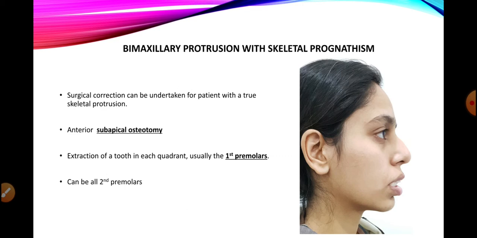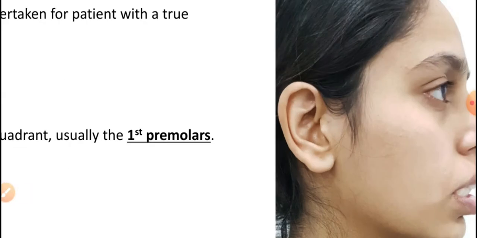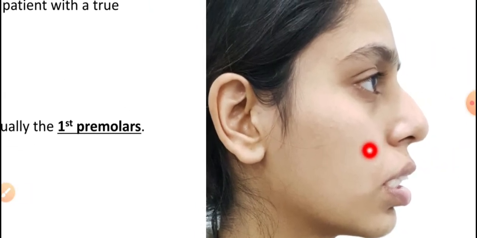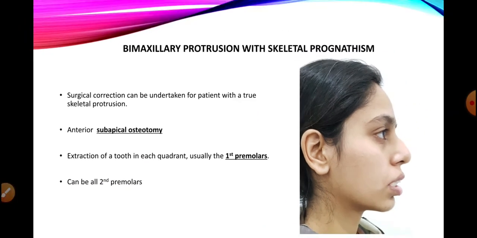Now, what if there's bimaxillary protrusion with skeletal prognathism? What I mean by this is that both the incisors are proclined, but both the maxillary and the mandibular jaws are also proclined, they are prognathic, they are forward as well. So in those cases, where the teeth and the jaws are both proclined, a surgical correction can be done for a patient with true skeletal protrusion, and the best surgical correction is the anterior subapical osteotomy.